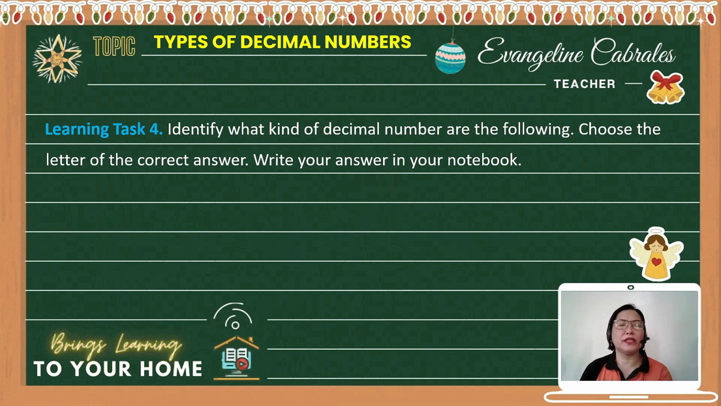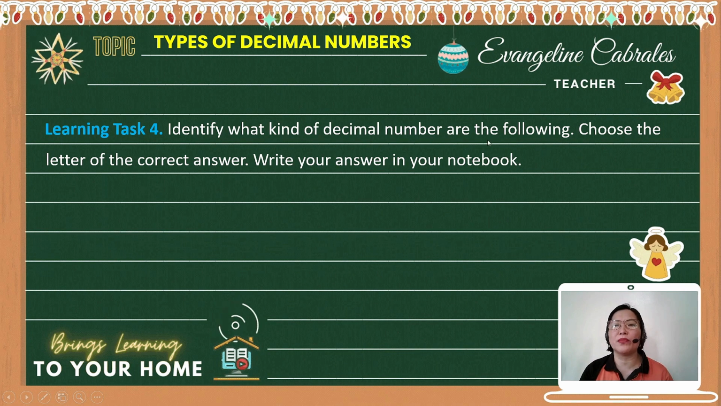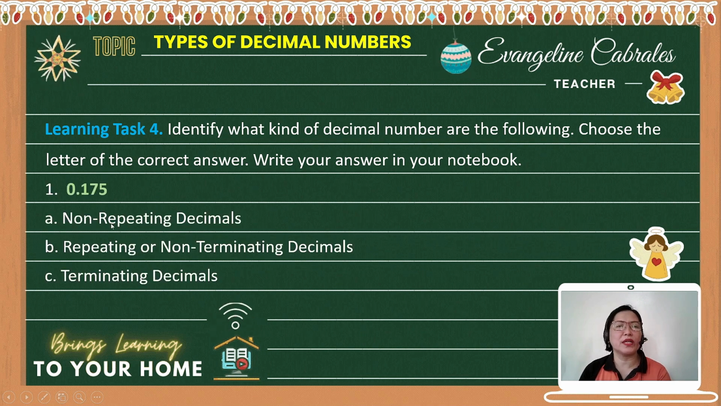Let's go to learning task 4. It says, identify what kind of decimal number are the following. Choose the letter of the correct answer. Write your answer in your notebook. So, let's have number 1. 0.175. Is it A, non-repeating decimals? Is it B, repeating or non-terminating decimals? Or is it C, terminating decimals? What's your answer? Correct. The answer is letter C, terminating decimals.